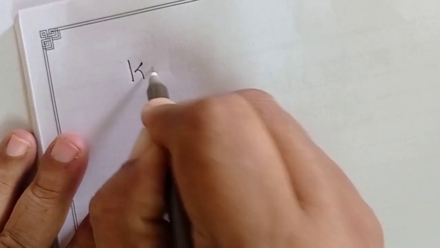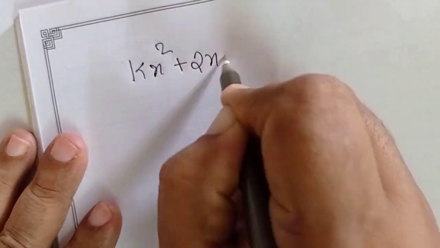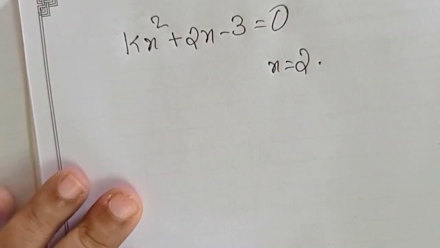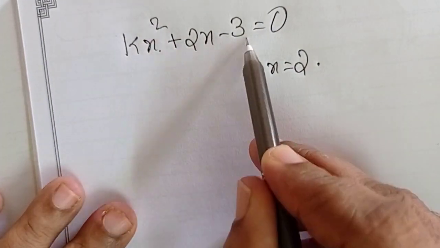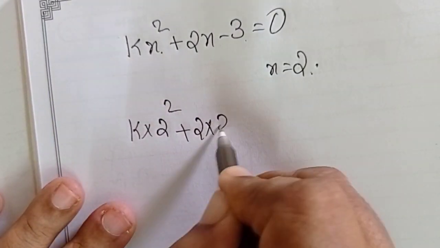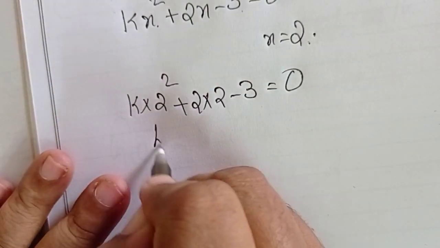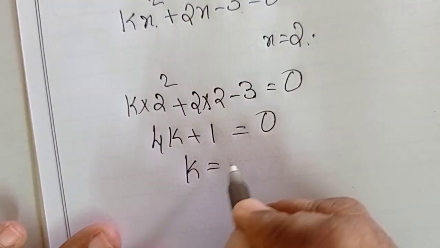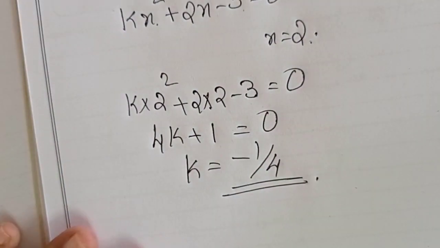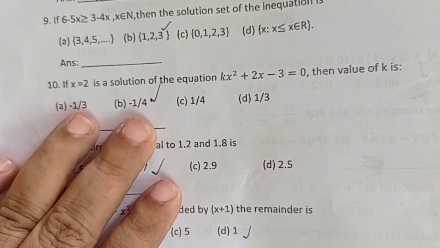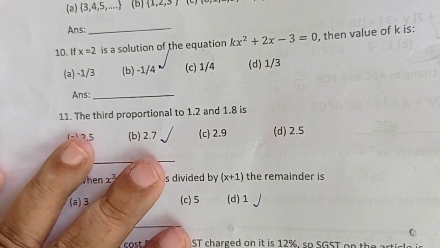If x equal to 2 is a solution, this is the equation. X equal to 2 is a solution means in the place of x you can put this 2. Substitute: k into 2 square plus 2 into 2 minus 3 equal to 0. 4k plus 4 minus 3, that is 1, equal to 0. Therefore, k equal to minus 1 by 4. Okay, students. Then, next question.